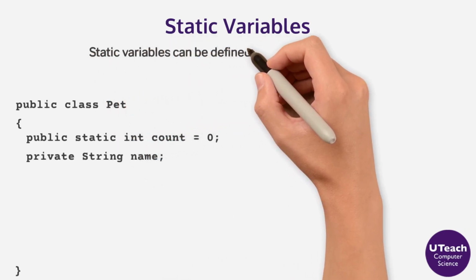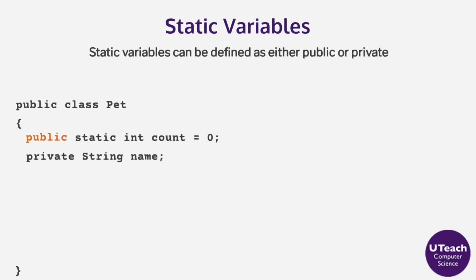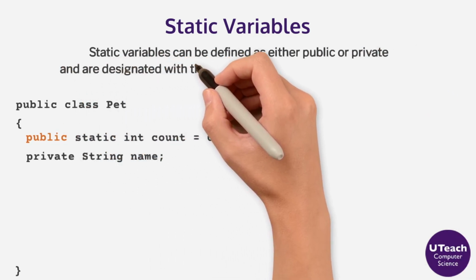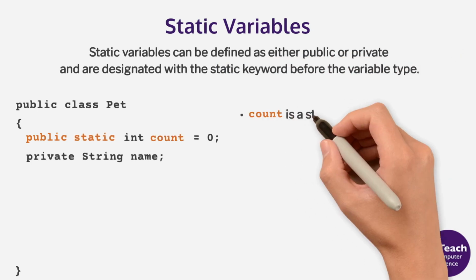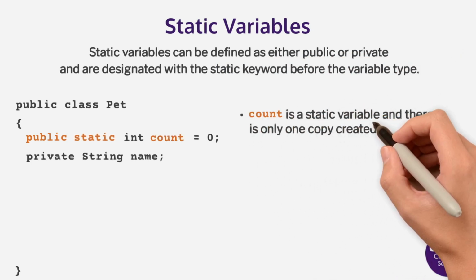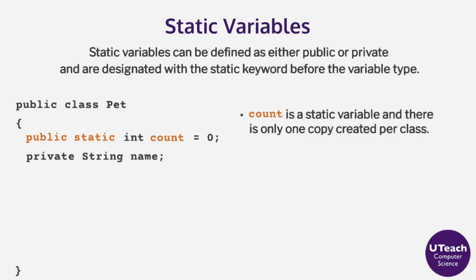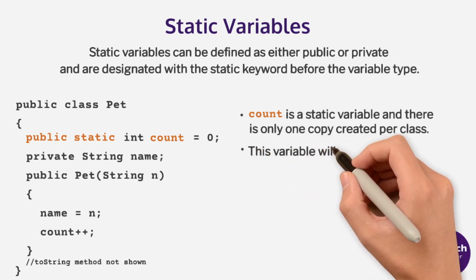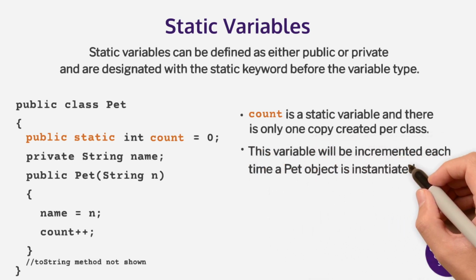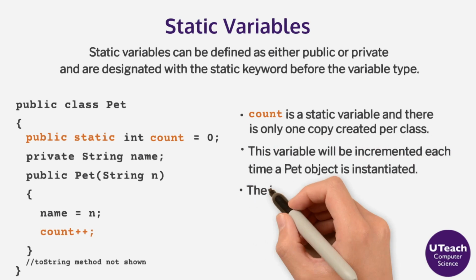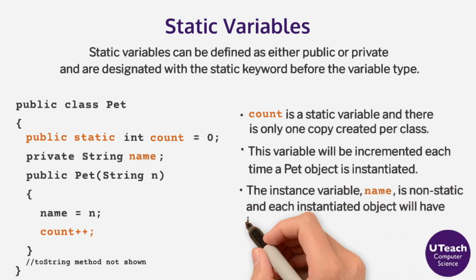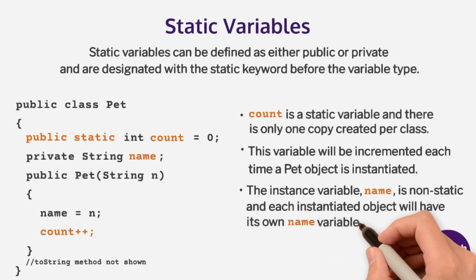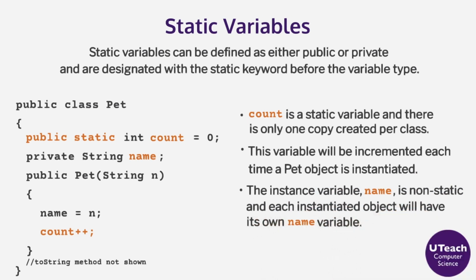Static variables can be defined as either public or private and are designated with the static keyword before the variable type. Count is a static variable and there is only one copy created per class. As you can see in the constructor method, this variable will be incremented each time a Pet object is instantiated. The instance variable name is non-static and each instantiated object will have its own name variable.